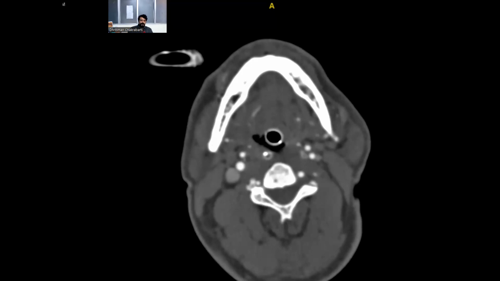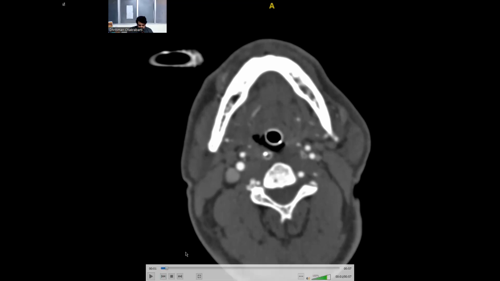Okay, so let's look at these segments in the CT scan. Like I pointed out, this is the ICA, this is the ICA.